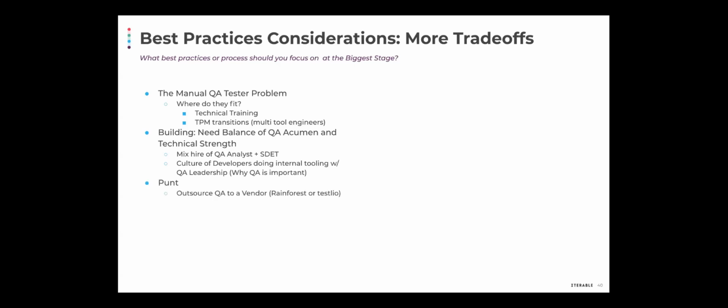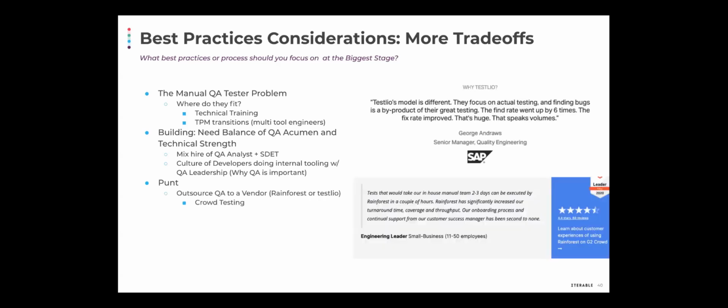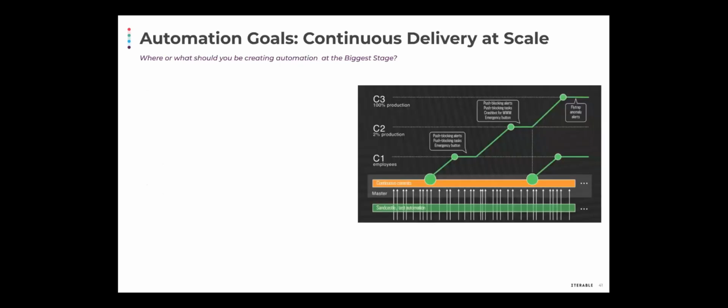Or you can punt. If your company isn't super technical and you're not into engineering, and it costs so much to have QA just doing manual testing, why don't you outsource to a vendor? Testlio and Rainforest are two of the biggest companies I see. For cheaper than hiring people, a product manager comes in, learns your product, and then they have their own crowdsourced testers test your product. That could be a trade-off.